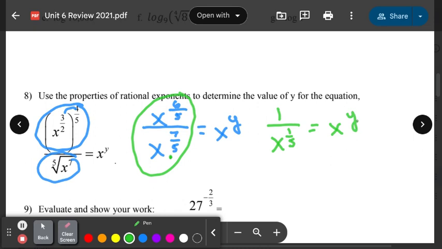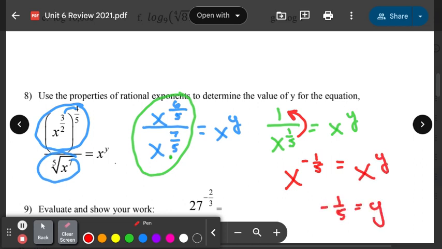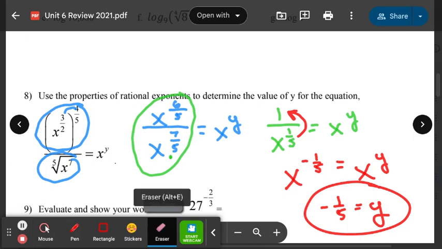Now that step is a little bit extra because I think a lot of you know to have common bases, we have to move this to the numerator. So it's x to the negative 1/5 equals x to the y. So negative 1/5 equals y. Let me see if I can get my eraser. So really, this step is not necessary, but if it helps you to process it, then write that step down.